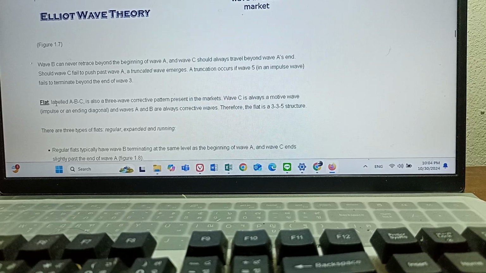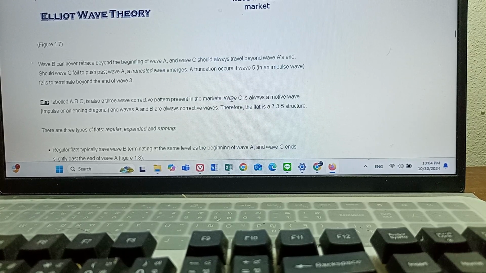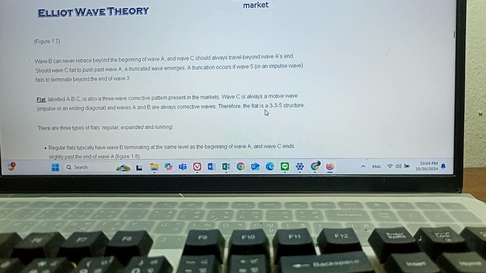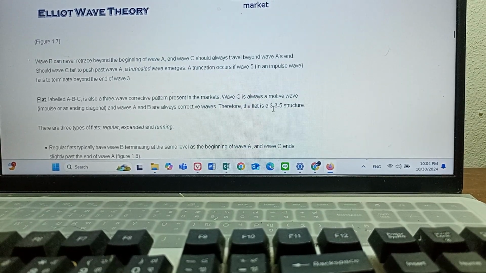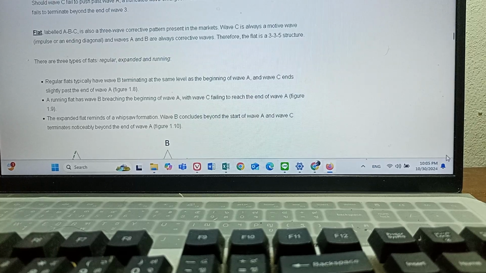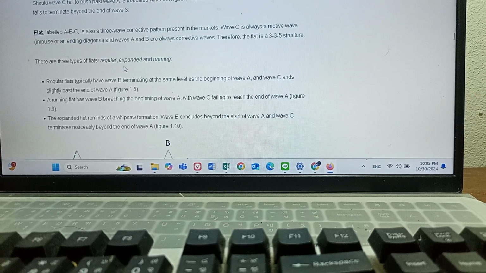Flat, labeled A, B, C, is also a three-wave corrective pattern represented in the market. Wave C is always a motive wave, impulse or an ending diagonal, and waves A and B are always corrective waves. Therefore, the flat is a 3-3-5 structure. There are 3 types of flats: regular, expanded, and running.